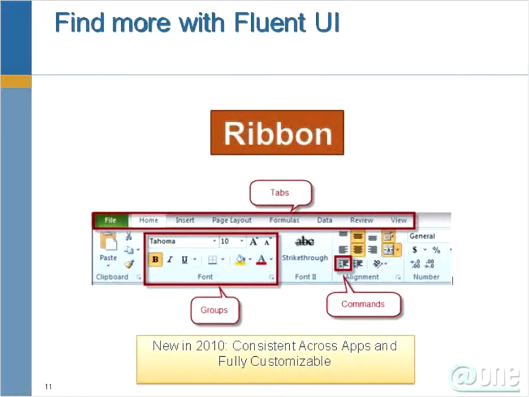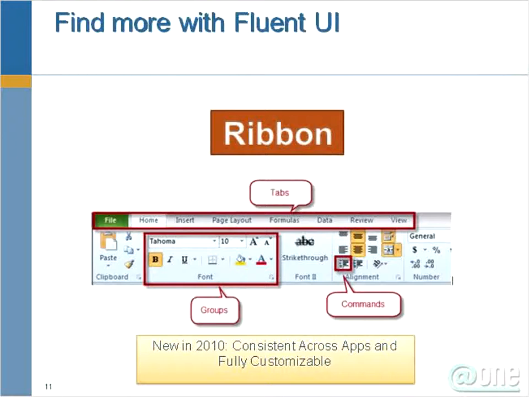Let's talk about the ribbon. The change from 2003 to 2007 probably disturbed a lot of us. I know my mother is still griping and complaining about it, but it was for a reason. They needed to change the interface because they added more options for us. And if you remember back in 2003, when you had the toolbars, you were digging deeper and deeper on those menus that would expand to try and find something.